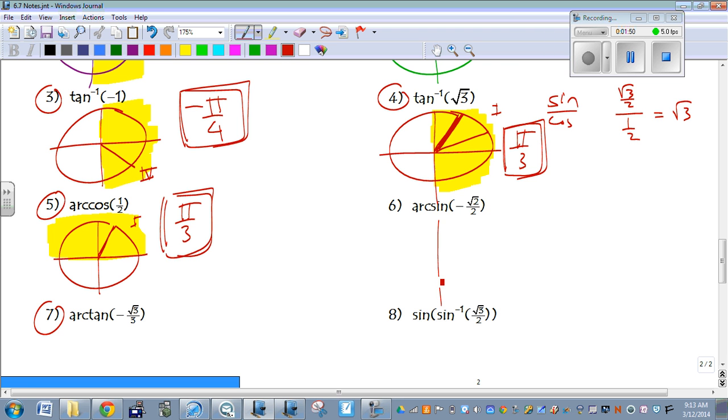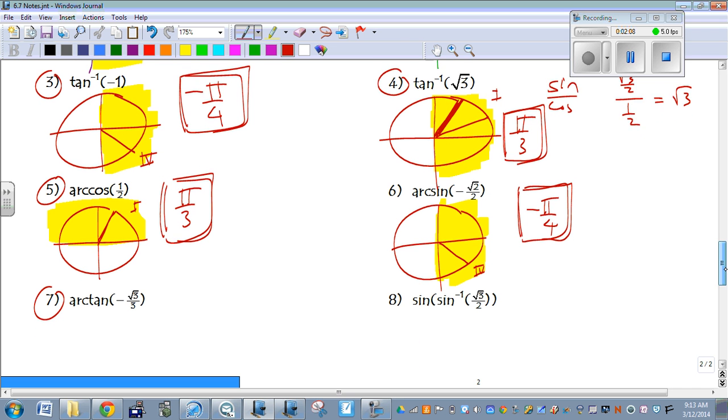Arc sine, so inverse sine, is between negative pi over 2 and pi over 2. Negative, so it's going to be in the fourth quadrant. And root 2 over 2, that's pi over 4 angle. So we're going to have negative pi over 4 for this one.